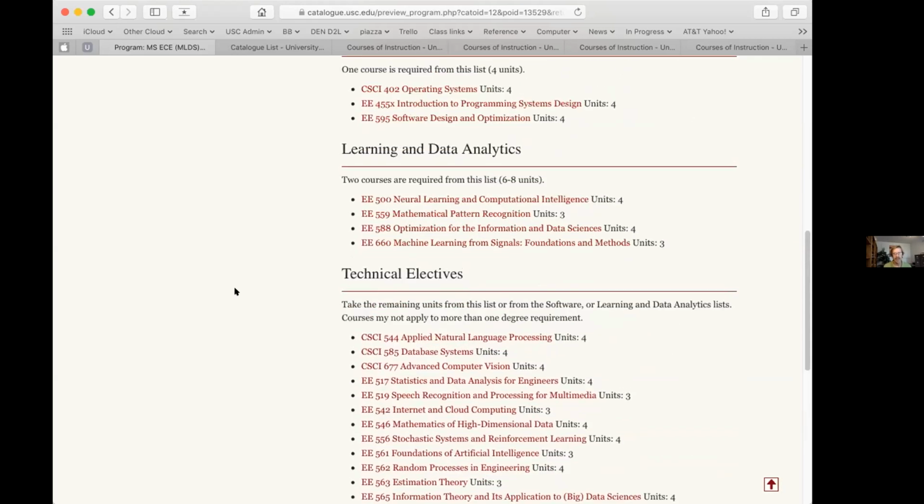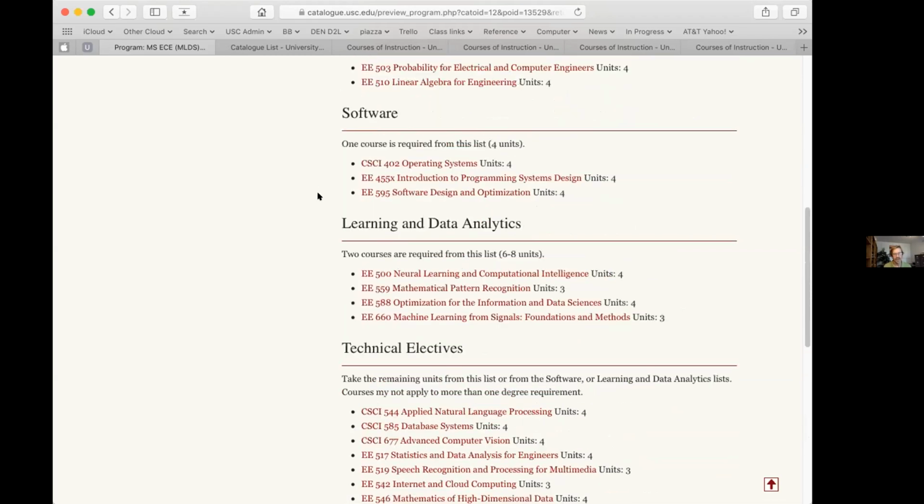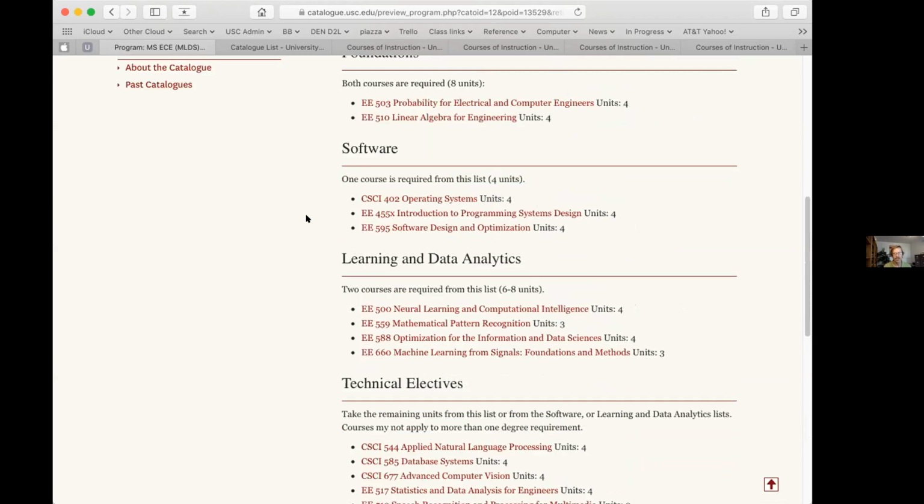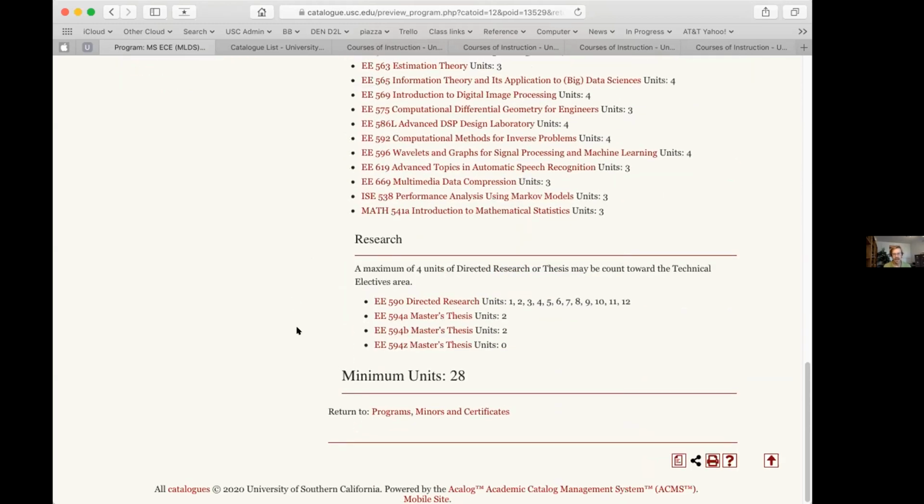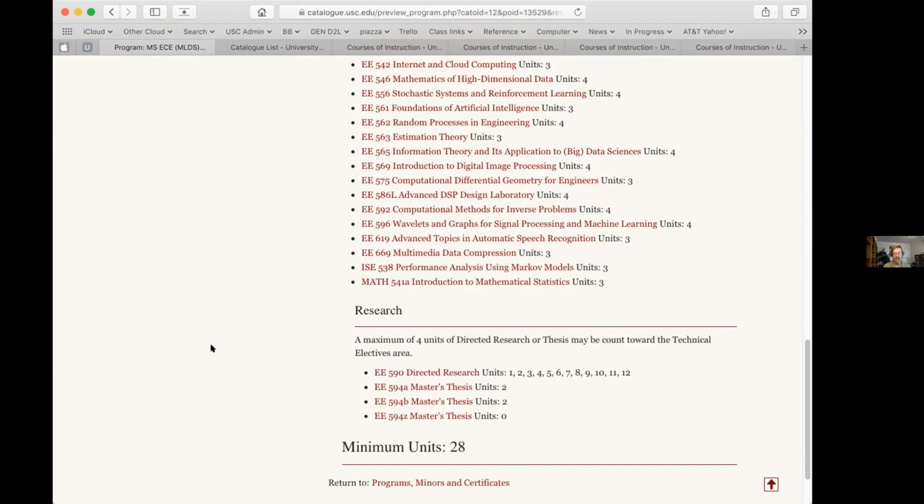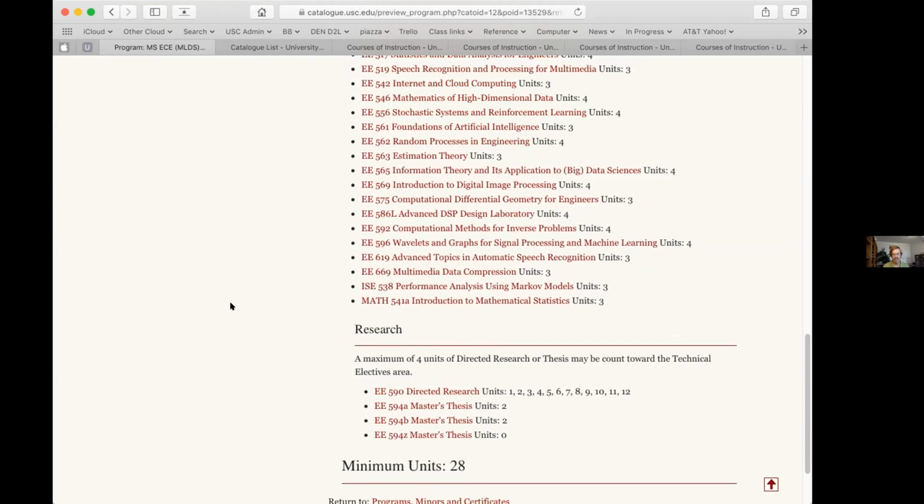And also, as part of the electives, you can take one or both of the courses here in learning and data analytics that you didn't get. You can take an additional of these software courses if you like as part of your technical elective. And then finally, research. You can apply some directed research or master's thesis to the degree, a maximum of 4 units. And once you get up to 28 units satisfying all those requirements, then you're done. And we do encourage internships as well. It's really good to do those in the summer, but any units on internships won't count towards the 28 units that you need from classwork towards a degree.